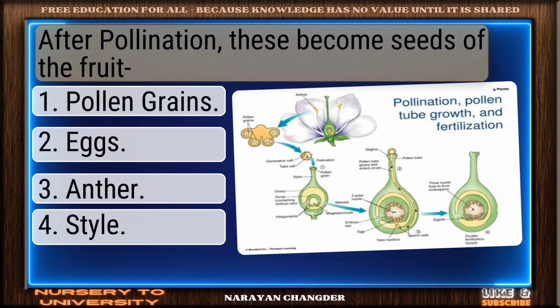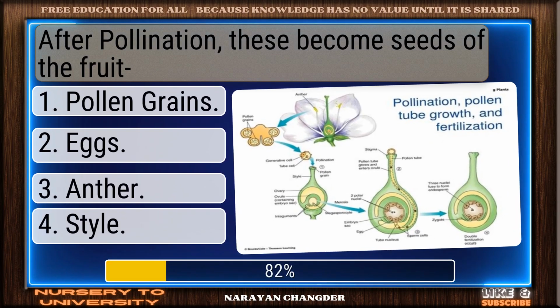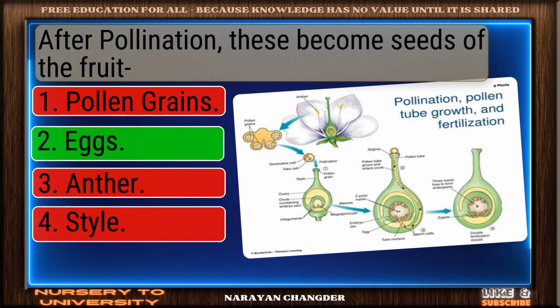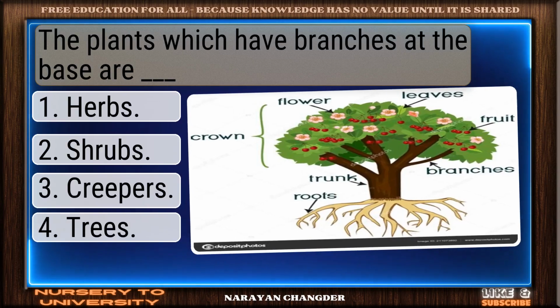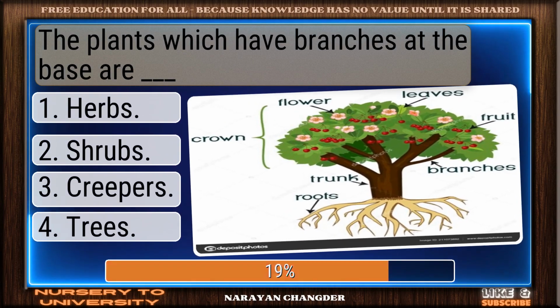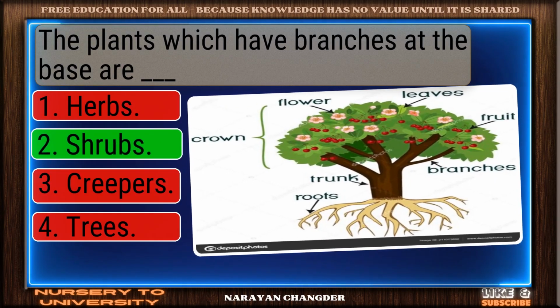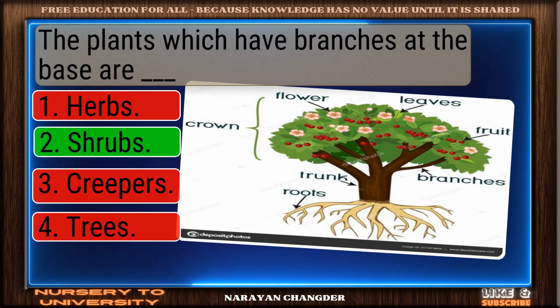After pollination, these become seeds of the fruit. Solid response. Eggs is a valid choice. The plants which have branches at the base are dash. Right choice. Shrubs is the best answer.